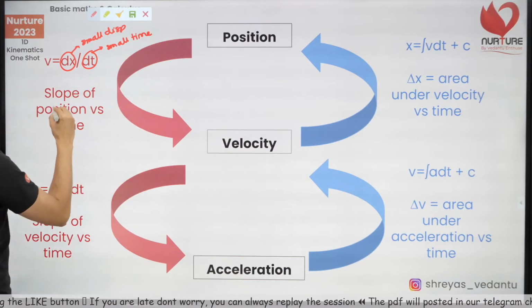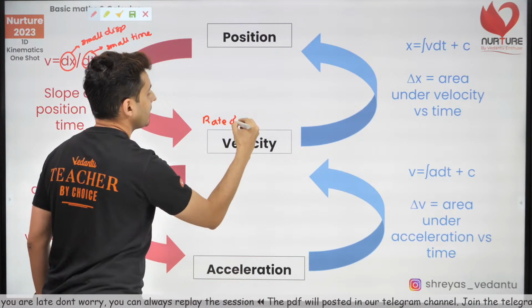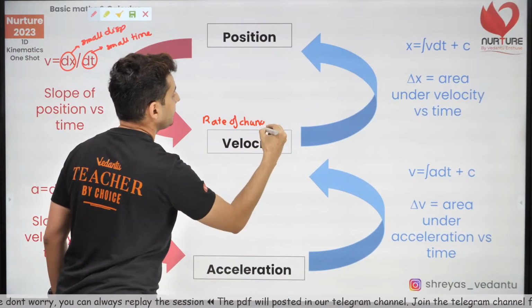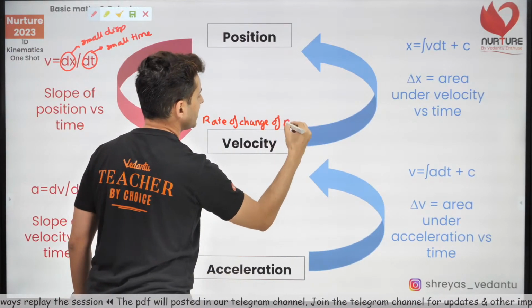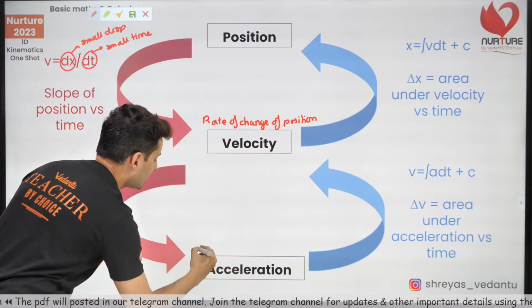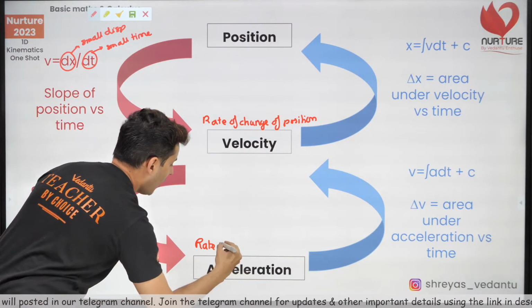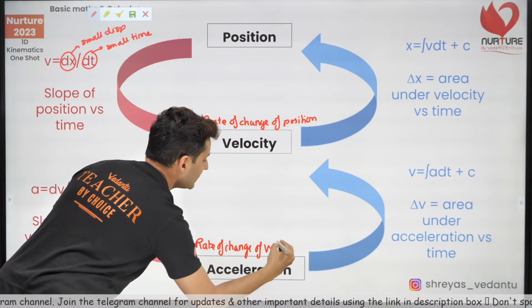So velocity is rate of change of position. Rate of change, how quickly your position changes. Change of displacement or position. Now, how quickly your velocity changes, that's acceleration. Rate of change of velocity.